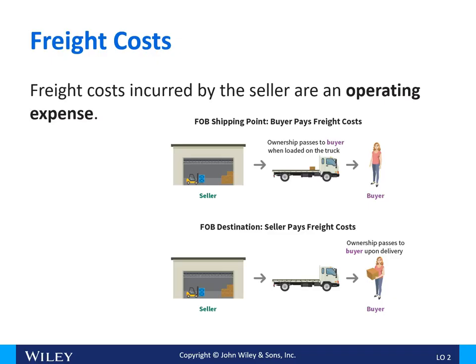FOB destination, so free on board again. Free on board destination is that the seller is offering the goods all the way to the destination. So the seller continues to own the goods while it's in transit. The buyer actually takes possession and ownership when it gets delivered at their location, and the seller pays for the freight.